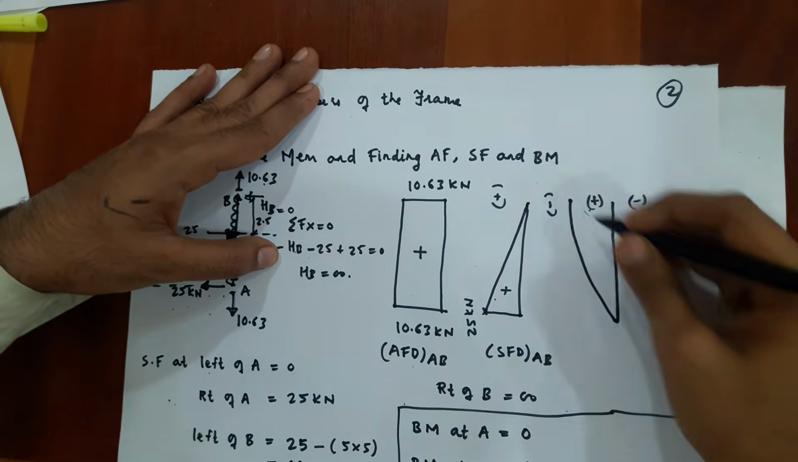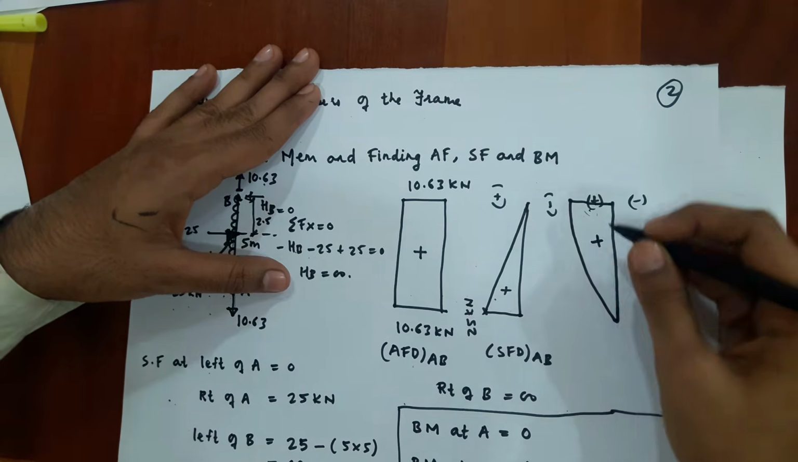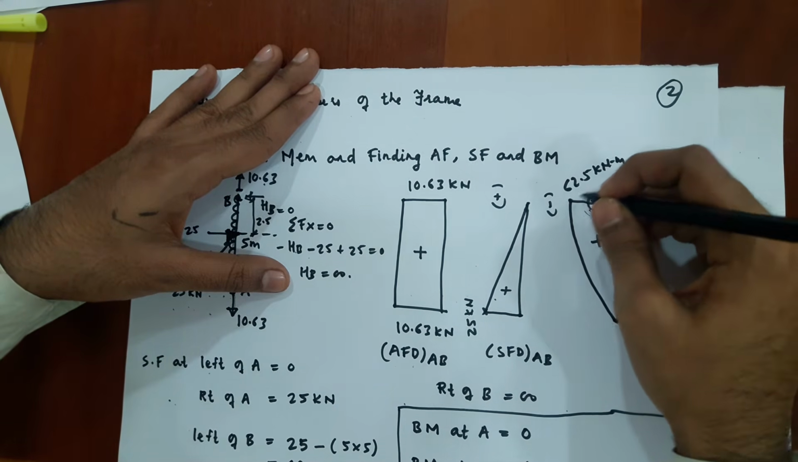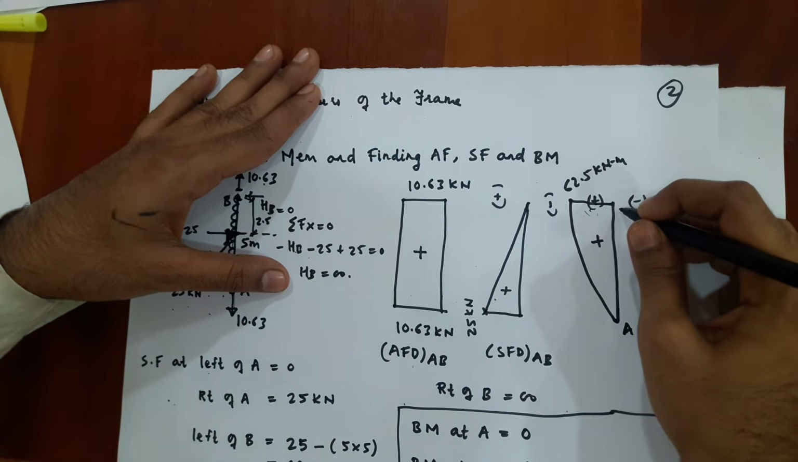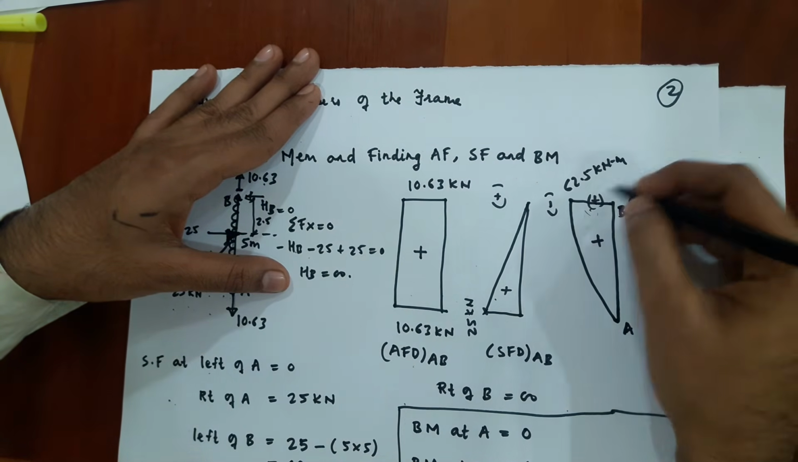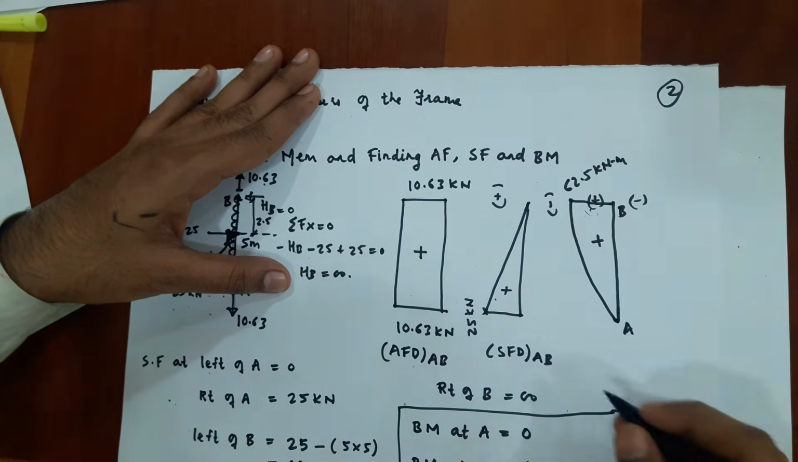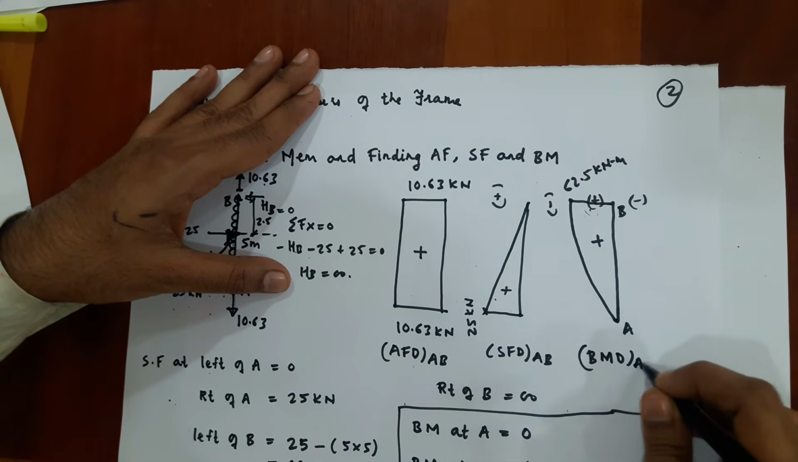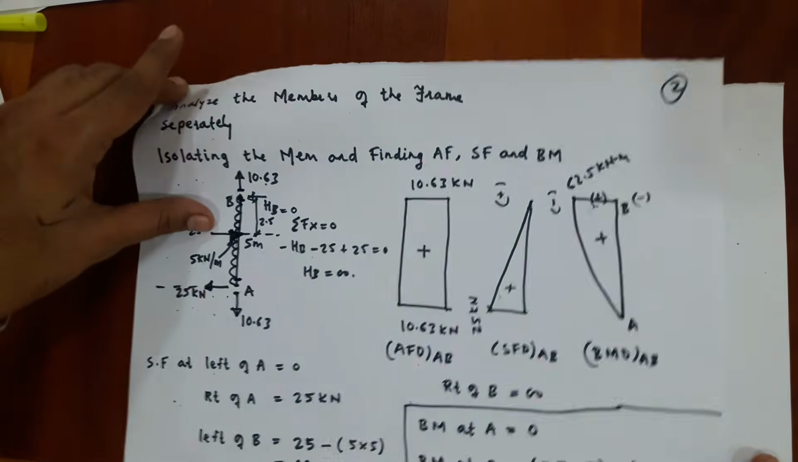The variation of the bending moment will be parabolic because it is loaded with the UDL. The bending moment at A is 0, and the bending moment at B is 62.5 kilonewton meter. So this is the bending moment diagram for member AB.